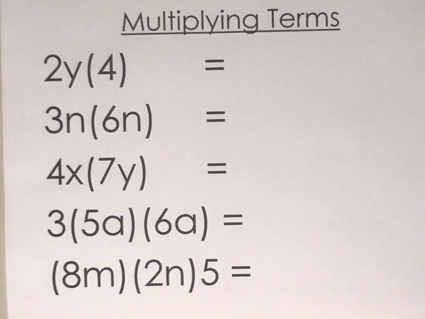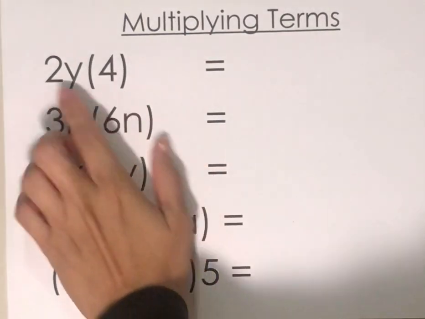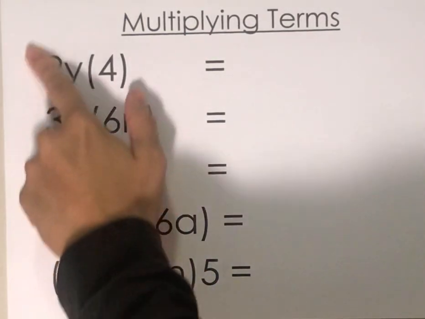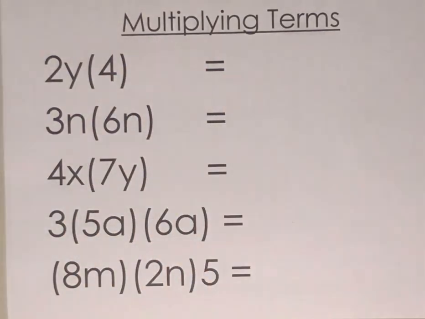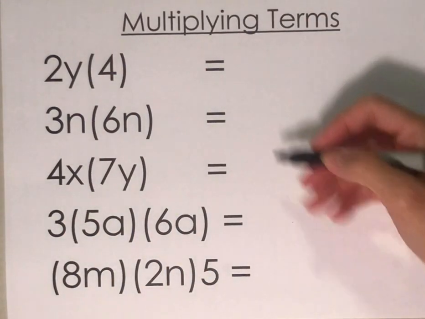Okay, we're going to be multiplying terms. Before, we've been adding and subtracting terms, and today we're going to try to multiply those terms. Multiplying terms is pretty easy. You just multiply across. So basically what we're going to do is multiply 2y by 4. It kind of looks like this when you're thinking about writing it out.